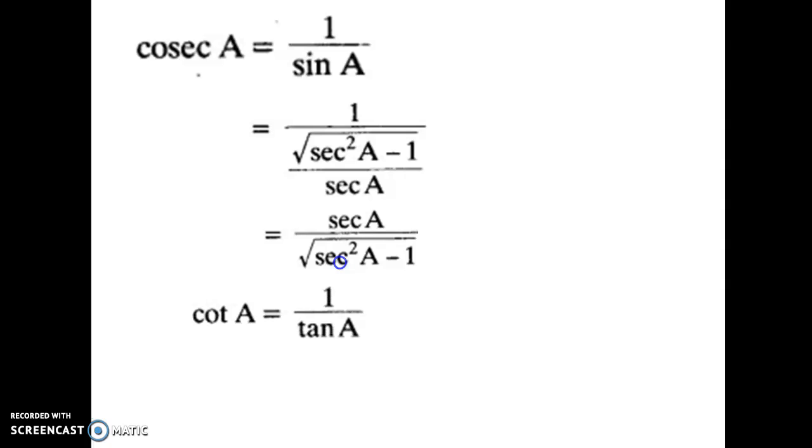Then cot A. Cot A is 1 by tan A. Tan A we just found in the previous slide. So substitute that value, that is 1 by root of secant square A minus 1.